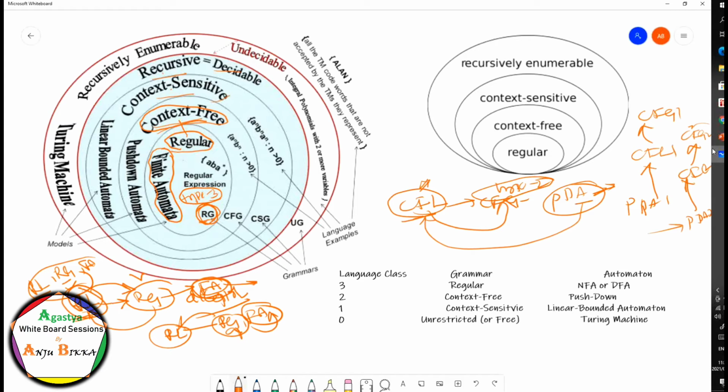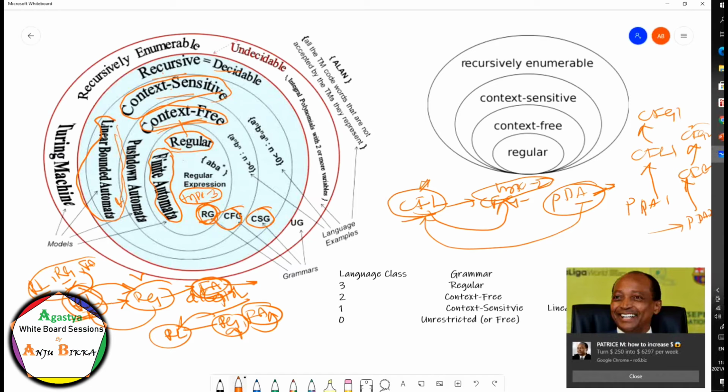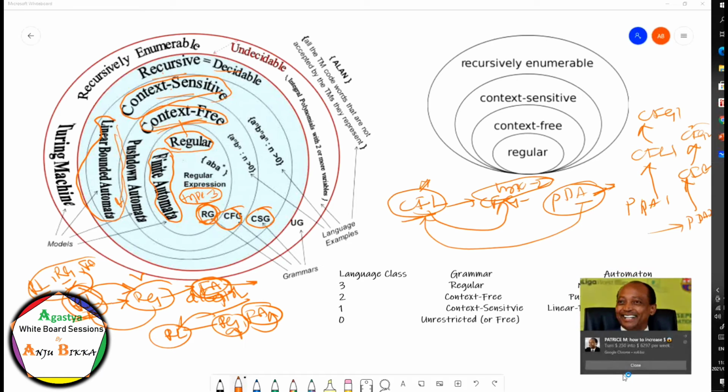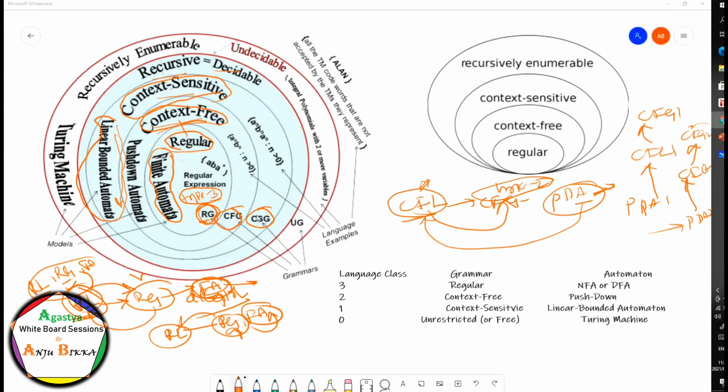The next one is context sensitive. The automata which accepts, recognizes this one is the linear bounded automata, LBA. This one is the context sensitive language. The grammar is the context sensitive grammar, and it is also called type 3 grammar.